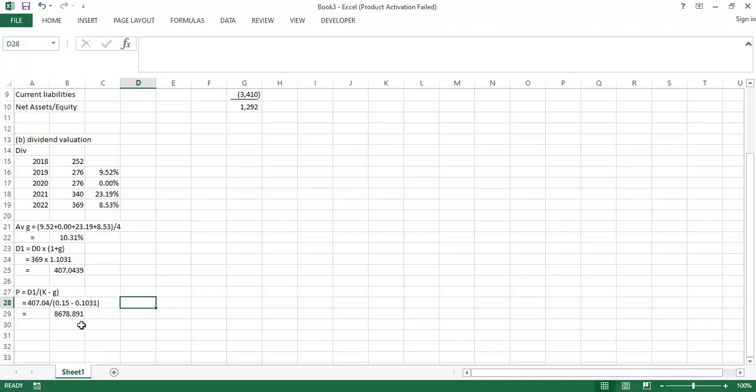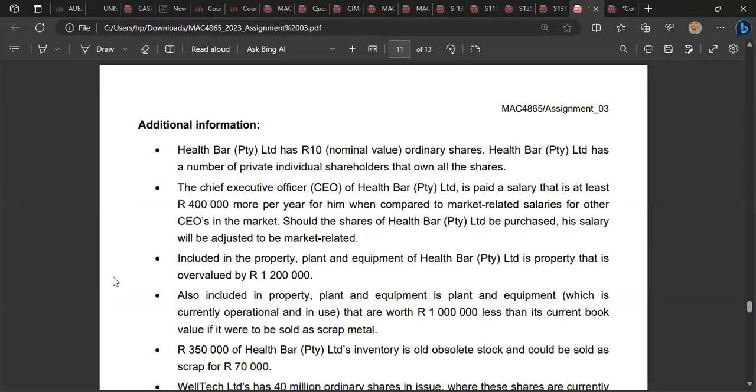That's basically it there. So we are done now with B. Let's look at C.